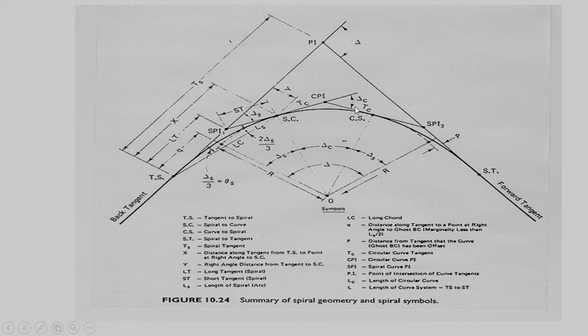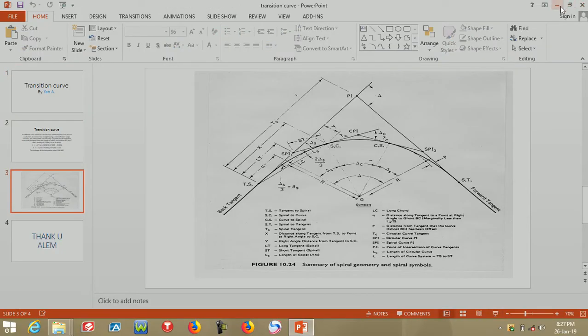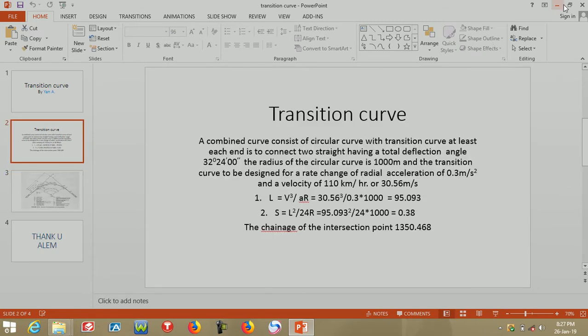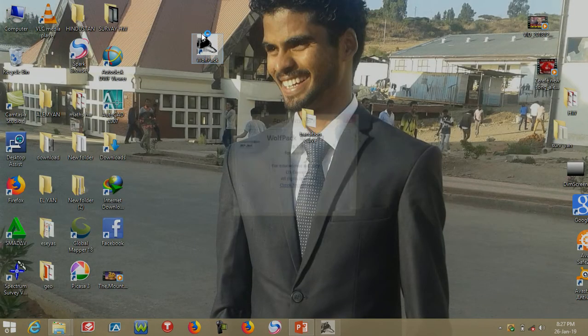This angle is given as we saw, 32 degrees 24 minutes, and this is the PI of the new transition curve tangent point. Don't forget, I have little time, so let's begin how to use this data and calculate using the Wolfpack software.